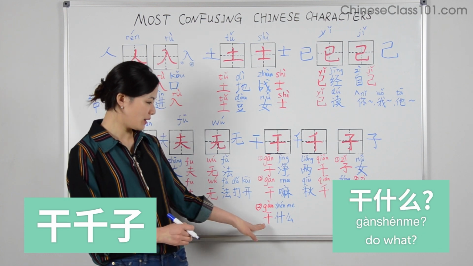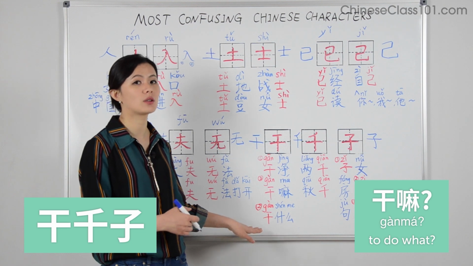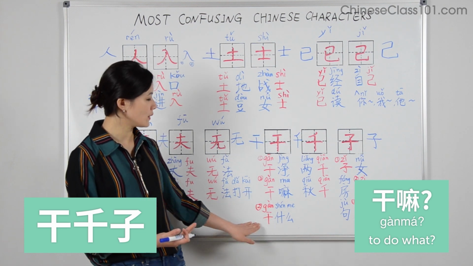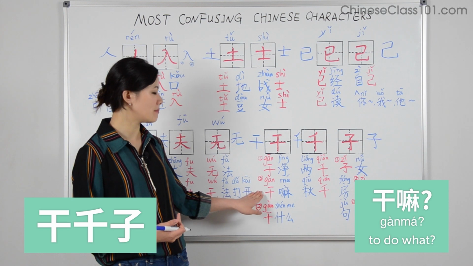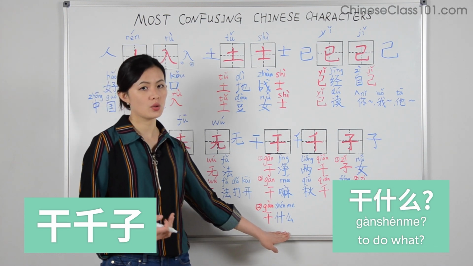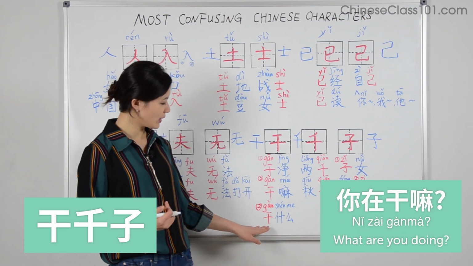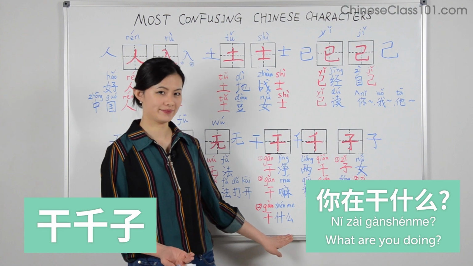This phrase 干什么 has the same meaning as 干嘛, which is also very colloquial. So these 2 phrases are interchangeable. 干嘛? 干什么? To do what? So to say what are you doing, you can say 你在干嘛? Or you can also say 你在干什么?